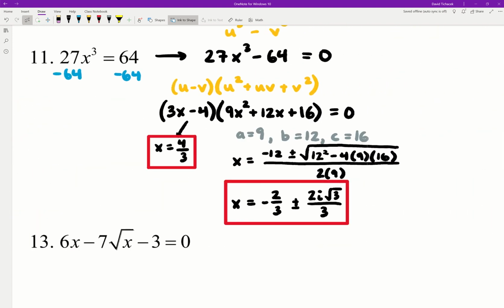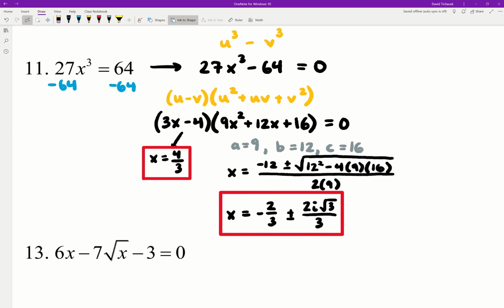Here in number 11, here's another worked out example. Instead of just dividing both sides by 27 and taking a cube root, which is going to make us miss a couple of the different solutions that we might have here, we should bring that 64 over to the other side, get that equals 0, and then recognize that you do have the difference of 2 cubes. And so I'm just applying the difference of 2 cubes formula.